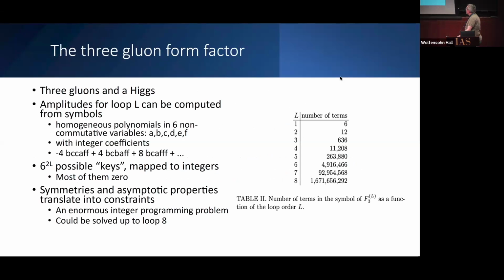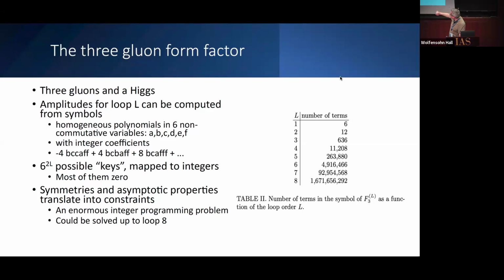Specifically, they've been working on something called the three gluon form factor, which is, in N=4 SUSY, three gluons and a Higgs. And in that case, they could compute the symbols for the amplitude up to loop 8, which is quite a lot. So in this specific problem, the amplitudes for loop 8 can be computed from symbols as homogeneous polynomials in 6 non-commutative variables, A, B, C, D, E, F, with integer coefficients.